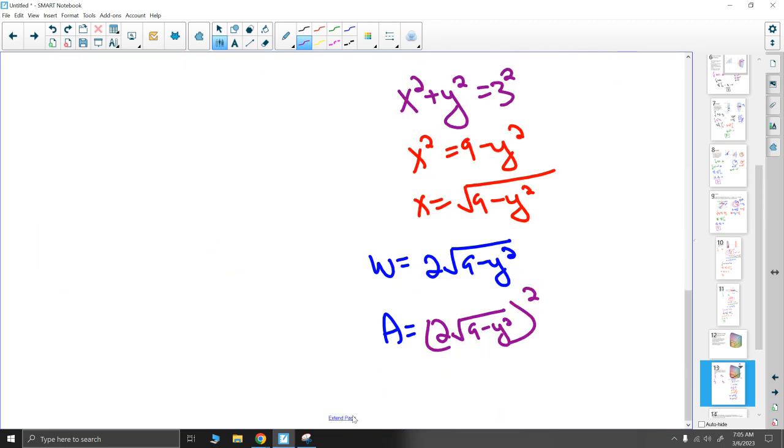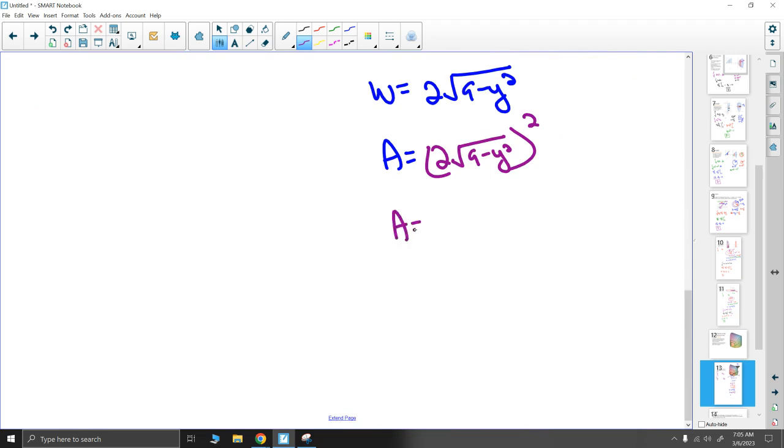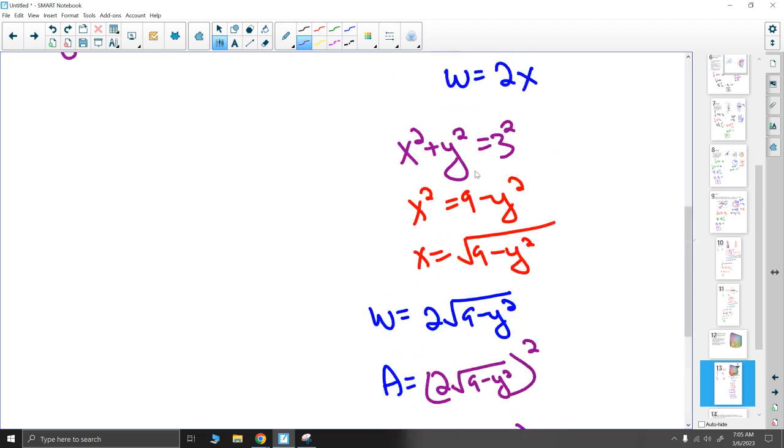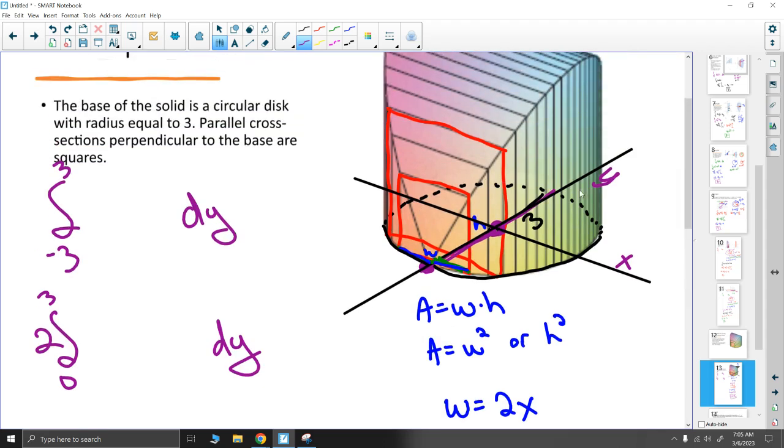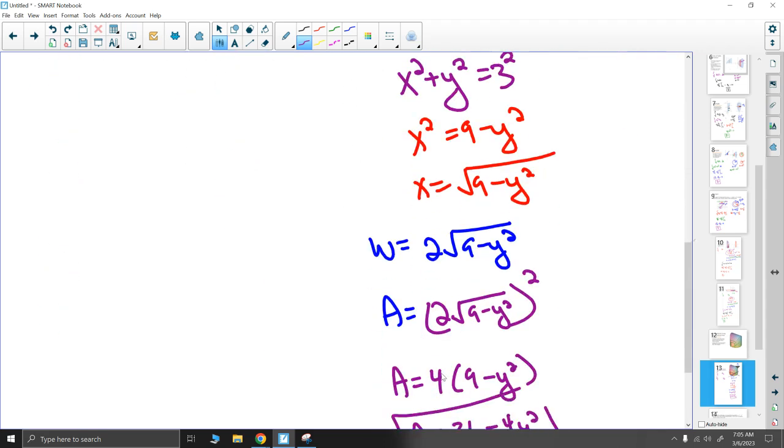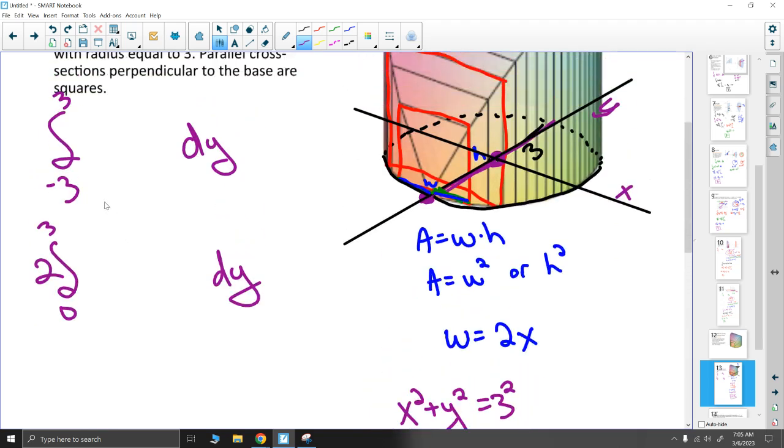So that means the area of our face in terms of y would be 4 times 9 minus y squared. That is to say, area is 36 minus 4y squared. That is the area of any particular face here as our y goes on. So we are going to integrate this area, 36 minus 4y squared.